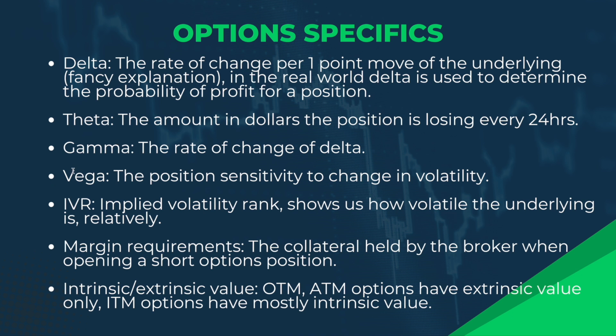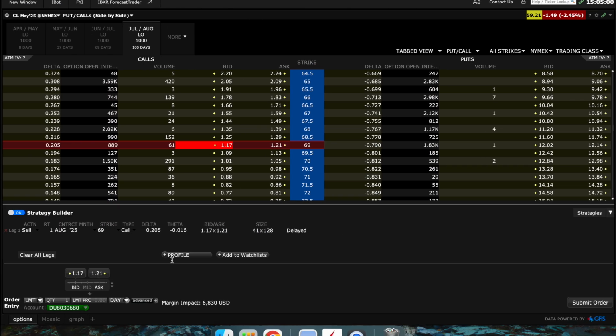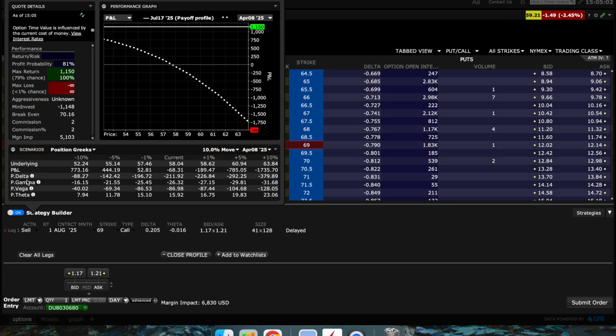Now Vega is the position's sensitivity to the change in volatility. Also somewhat important. I don't really look at that number as well, but over here again, if you look at the profile, you can see your delta, your gamma, and your Vega as well. So this is how much the position will make or lose if the volatility basically goes up by 1 point. So volatility goes up by 1 point, and you will lose $86 on this position.